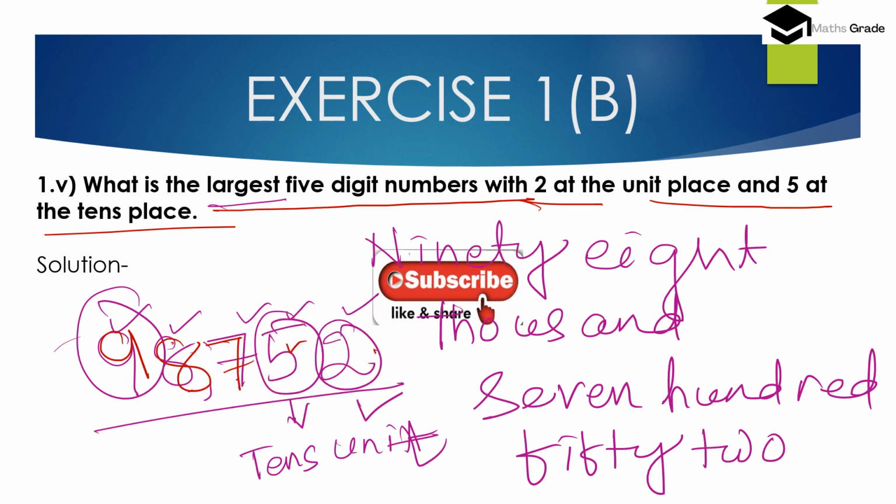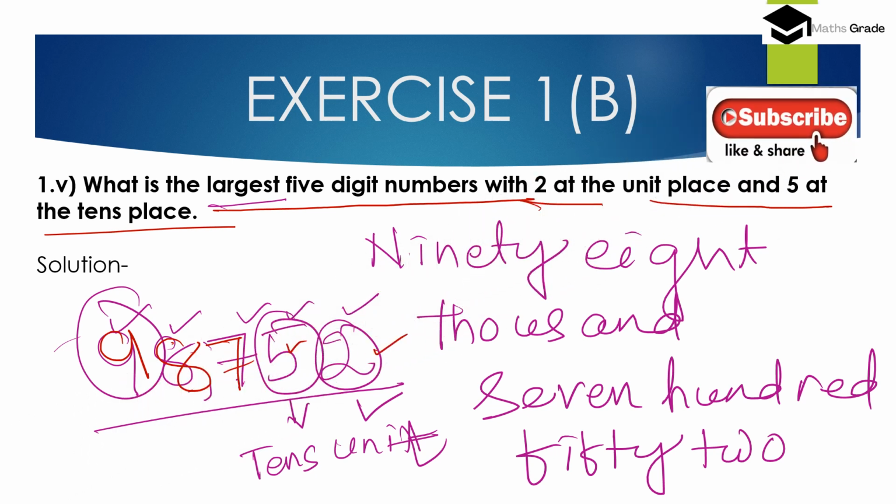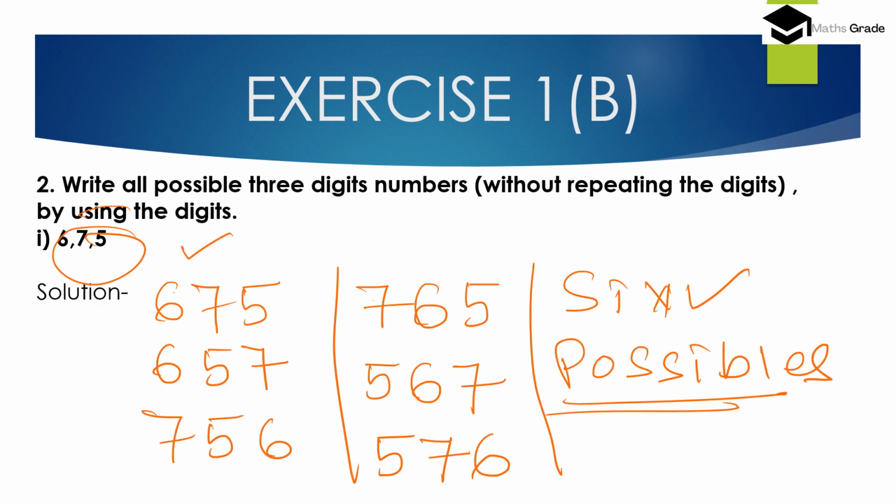5 at the tens place and 2 at the unit place. Then the number will be 98,752. This is the answer. The largest 5-digit number with 2 at the unit place and 5 at the tens place will be 98,752.